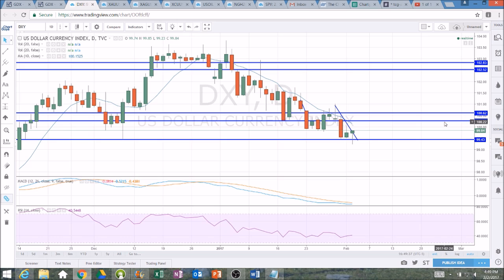The number one thing that the gold bulls and the miner bulls want to see is the S&P 500 lose that middle Bollinger Band daily support at the same time that the dollar is losing 99.43 support.